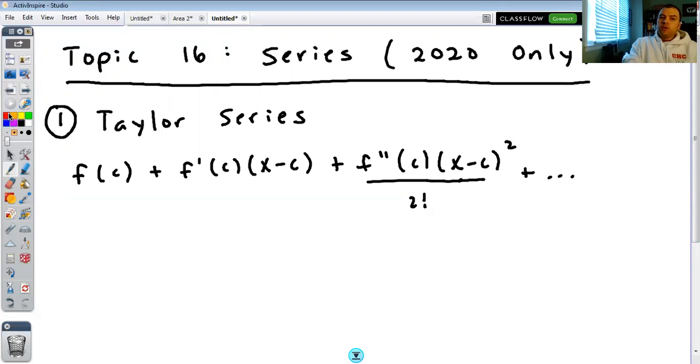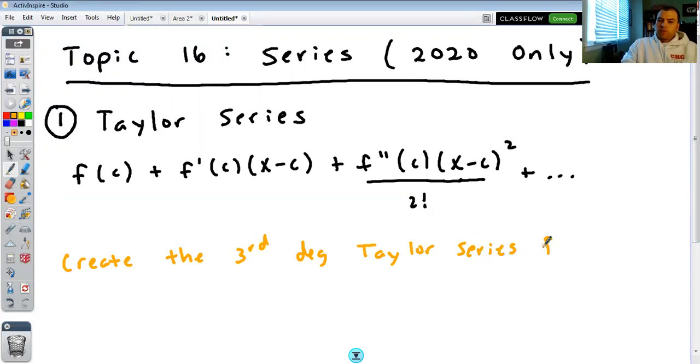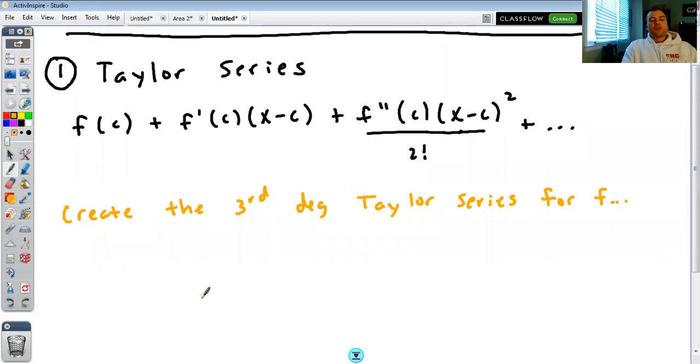So this could show up in a problem where you have to create a Taylor series. So let's say create the third degree Taylor series for f. And let's say within that problem, either these are given to you or you go and find them from a table, from a graph. You create them yourself by taking derivatives by hand. Let's say within that problem, you are given this information.